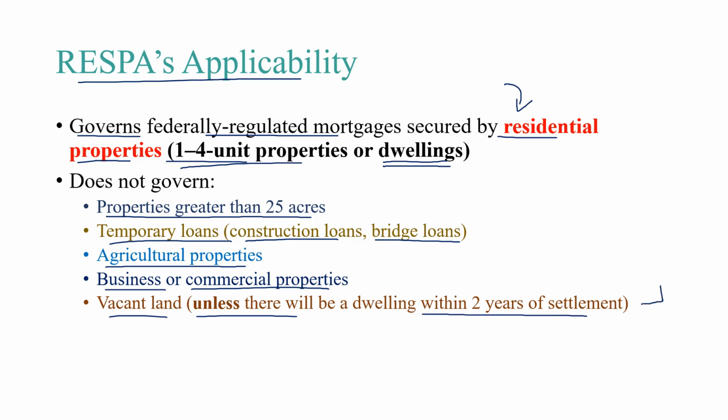And you want to remember this here. RESPA does not govern vacant land. However, if there is a dwelling within 2 years of settlement, then RESPA governs it.